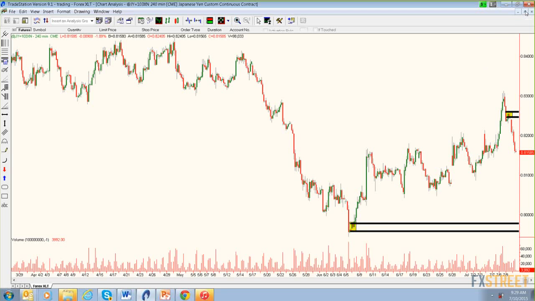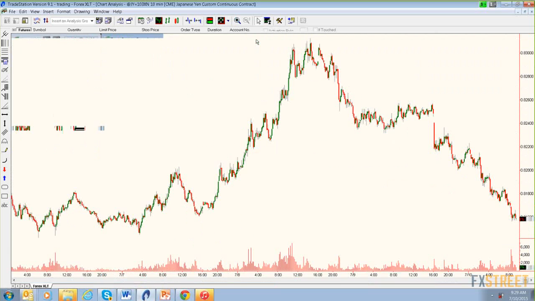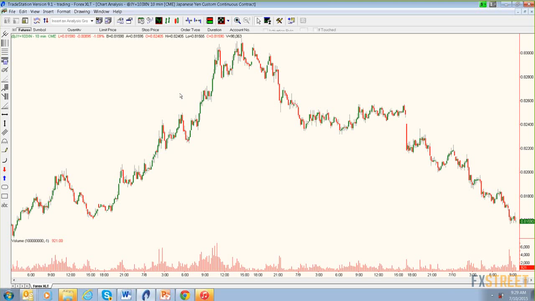No questions on that one? Again, that's a little bit larger time frame trading opportunity. If you're looking to make some quick money, or possibly lose some quick money, let's look at a smaller time frame here, right?